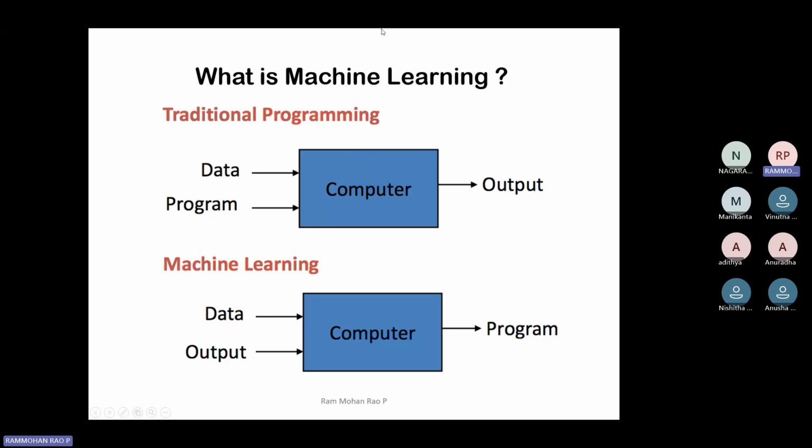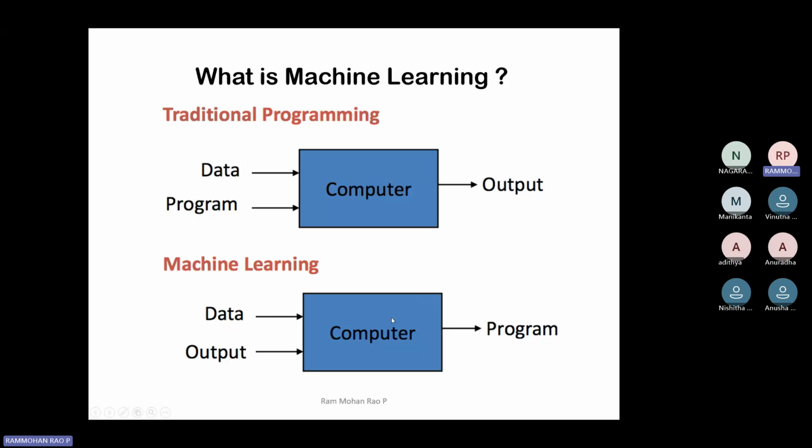What happens in machine learning is, you give the output, and you also give the data to the machine, and what is generated is the program. In traditional programming this is called a program, but in machine learning you call it a model, right? So if you observe, there is a difference in both diagrams. The first diagram is your regular programming, and this one is machine learning.